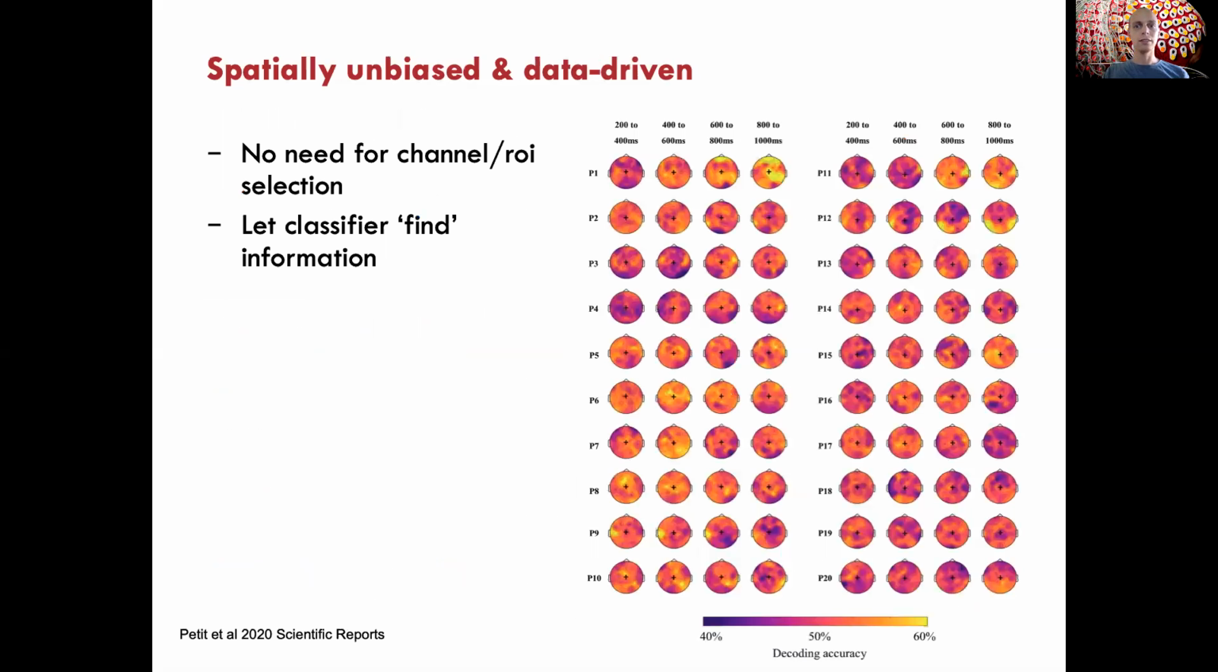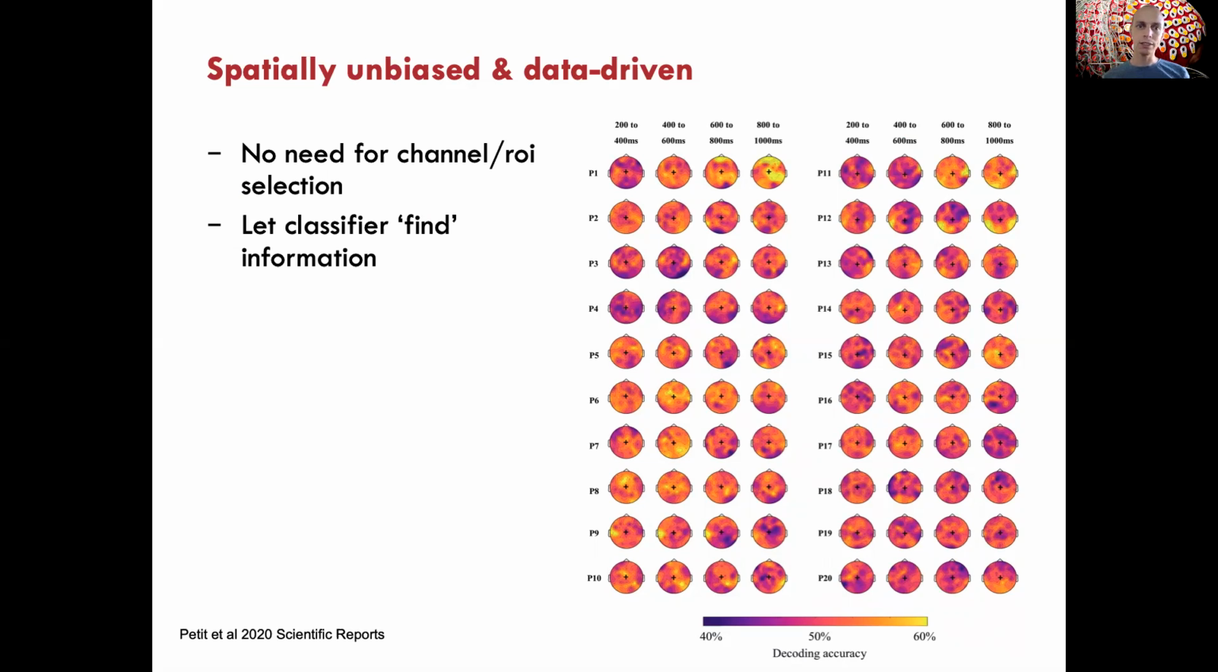Now, finally, another reason to do this MVPA is because the analysis is often spatially unbiased and data-driven. So, for example, in EEG, we generally, in a univariate approach, would select channels or ROIs to look for activation. Now, here's a study by Céline Petit and others where we had 20 subjects, and we here illustrated the activation at the scalp for each of these subjects. So you can see that they are really, really different across each subject. So when you aggregate this information all together, you might conclude that there's no reliable pattern across subjects.